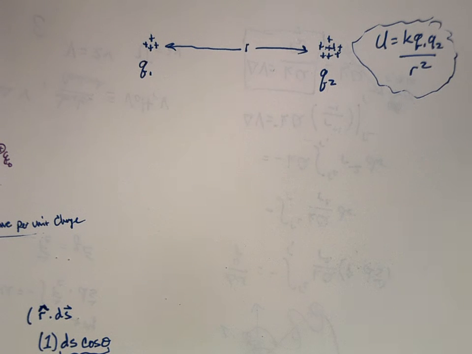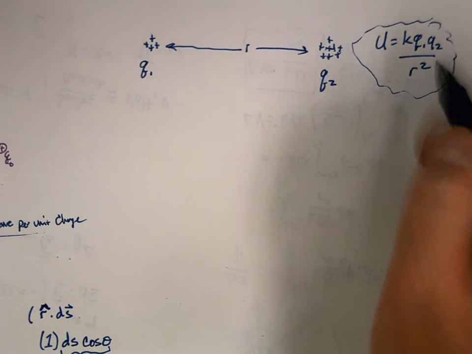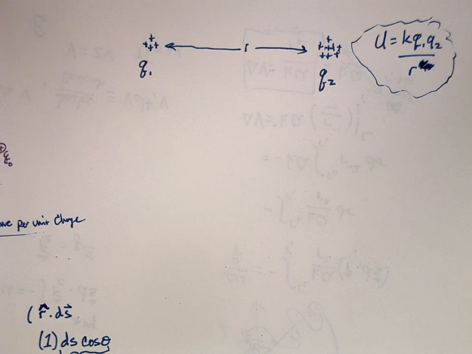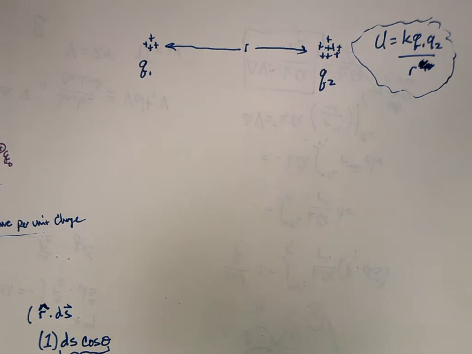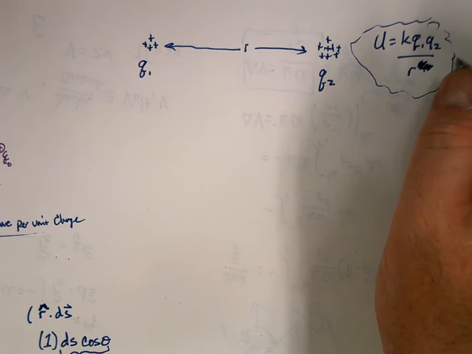Yeah. Okay. Is it just R or R squared? This is just R. Shoot. What is it if it was R squared? That would have been Coulomb's law, which would have been the force, right? Yes, that was a typo. And it's just R.